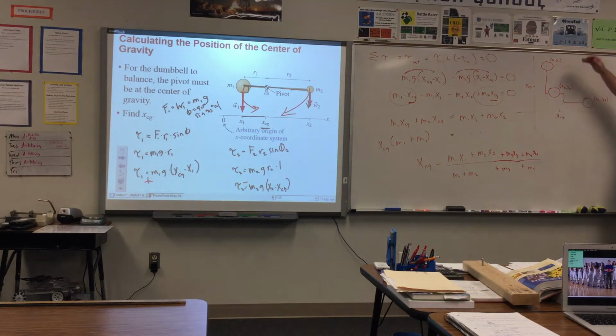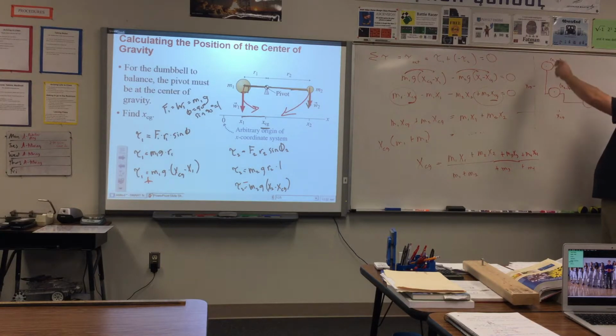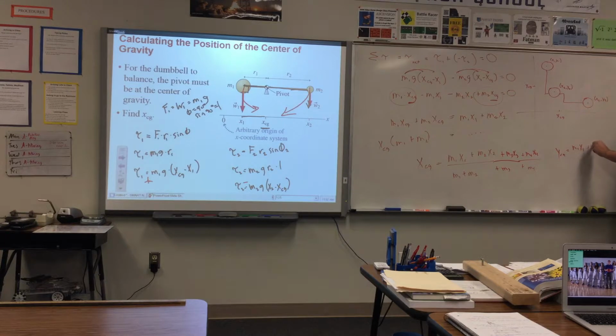Y center of gravity of that whole entire system, and you can figure out where the center of gravity would be, and therefore where the balance point would be of something that's rather complex. Okay, the formula for the Y center of gravity is exactly the same as the X. Y center of gravity equals mass 1 Y1 plus mass 2 Y2 over mass 1 plus mass 2, and so on and so forth. All right?